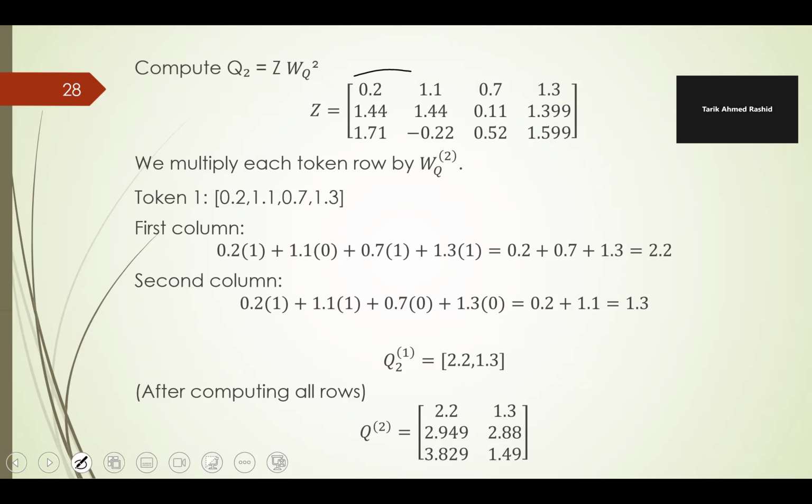Now, Z does not change; it is the input that we got from the embedding plus positional embedding. We multiply it by new weight matrices for the three elements that we have, Q, K, and V. So for the first token, that's the result. That's Q2. And for the second row, we did it, assuming that you learned from the first time how we did it. And that's Q2. Now Q2 was found.